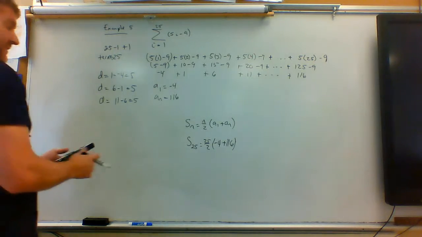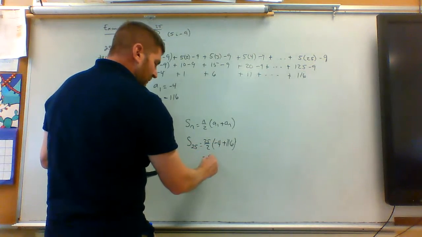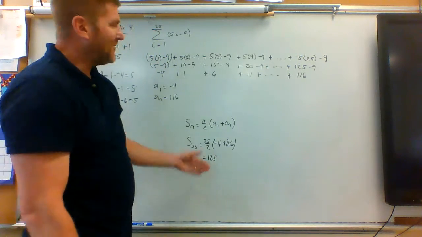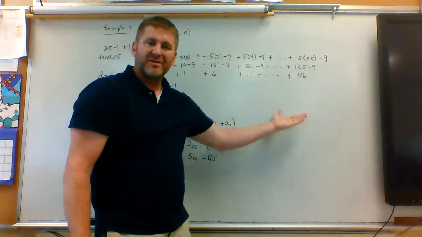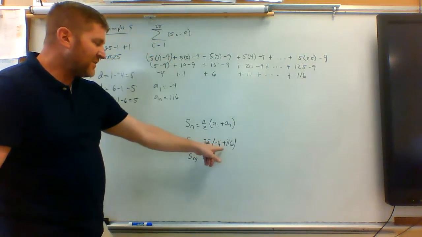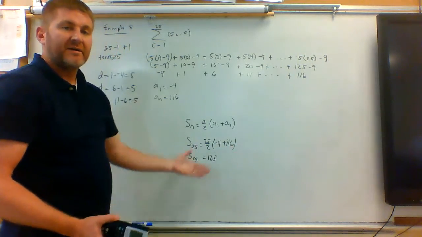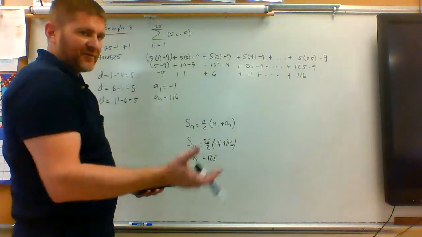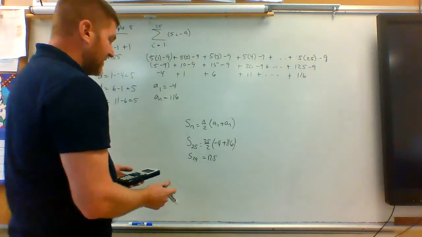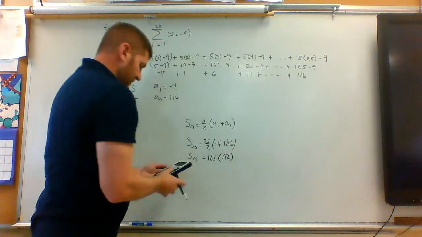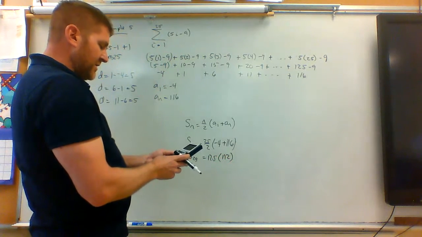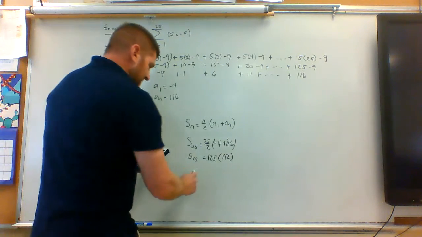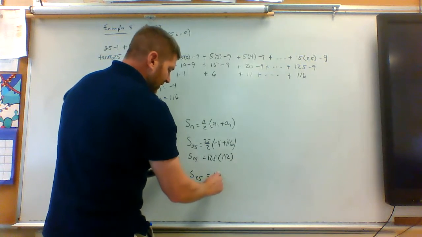So when I take a look at this, negative 4 plus 116 is 112, and 25 over 2 is 12.5. Now, when I see a decimal like 0.5, I think, wait, I shouldn't get a decimal. I'm adding integers, so I should get an integer answer. Well, this ends up being an even number, which will eliminate that decimal. Multiplying 0.5 by an even number is like taking half of it. So 12.5 times 112 gives me a sum of 1,400.